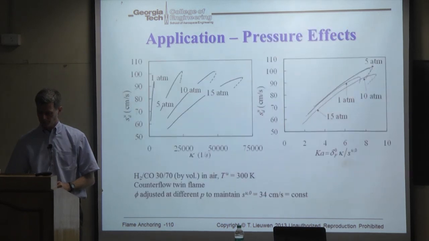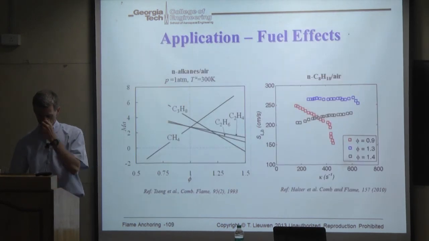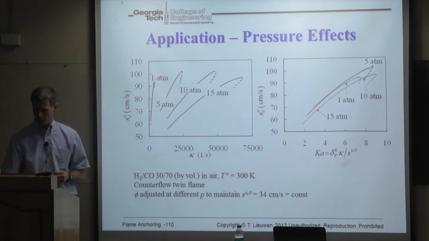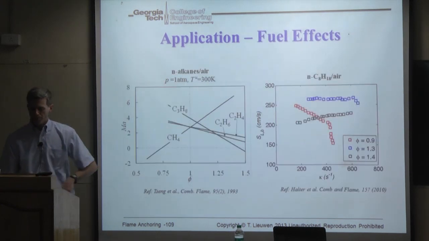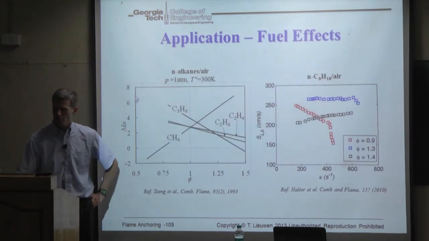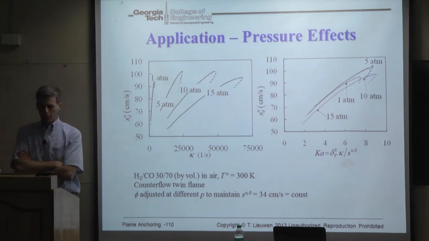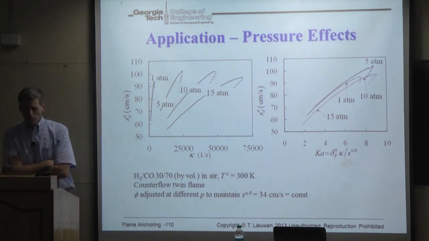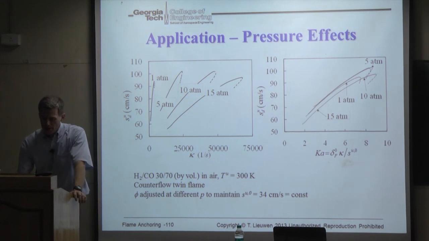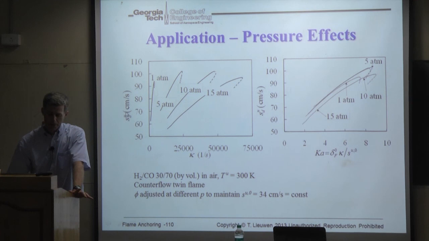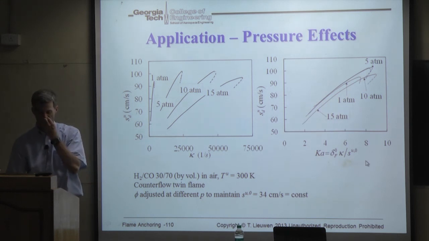Okay, let me go through one more slide, then we'll take our afternoon break here. This just shows you some examples for different fuels, how these Markstein numbers differ. What I have here is a plot for different pressures. Now, this is the stretch rate, and this is dimensional, okay? So this is flame speed. This is kappa, which I've normalized by the flame thickness and the unstretched flame speed.